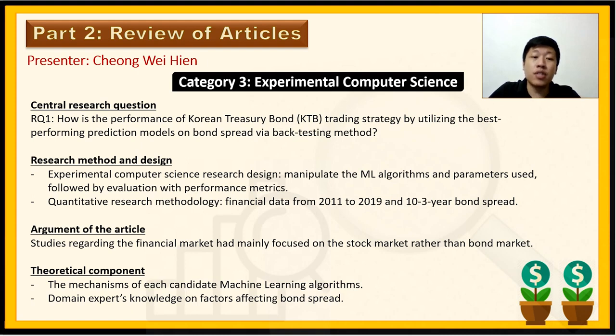The research design for this paper is experimental CS, in which the machine learning algorithms are manipulated followed by performance evaluation. The methodology is quantitative, in which the financial data and the bond spread are the input and output respectively. The main argument is that most studies have mainly focused on stock market instead of the bond market, and the main theoretical component is the mechanism of each ML algorithm.